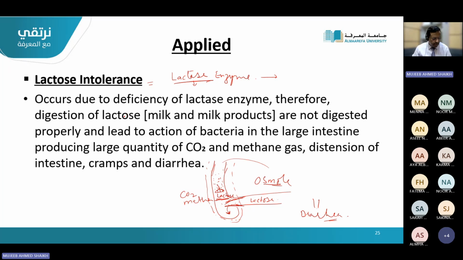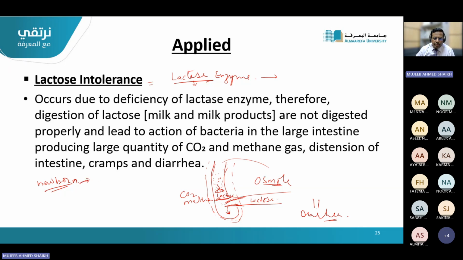So how will you treat if a person comes to you? It is observed initially in newborns, but another person can also have it; in newborns it is very common. The baby is fed with milk, and the baby will cry severely after drinking the milk. Why? Because the lactose is not digested, and it will create methane and also cause diarrhea as well as pain. That's why the baby will be crying.